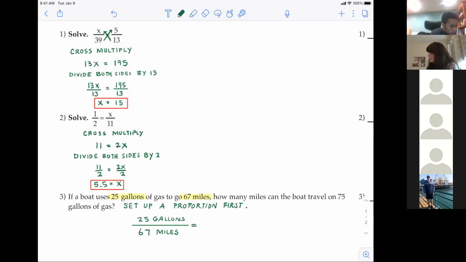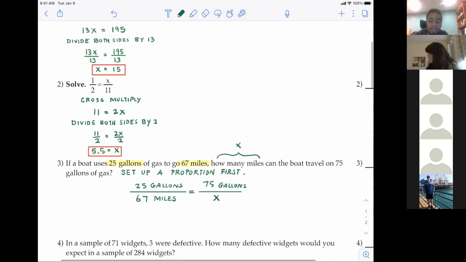So now we want to know how many miles the boat can travel on 75 gallons of gas. It is very important to recognize that gallons goes on top and miles in the bottom. Gallons on top, miles in the bottom. And because of that, the unknown miles here, x, is going to stay in the bottom, and the 75 gallons will go to the top. So make sure that you utilize the units here to help you set up the proportion properly. If the proportion is not done right, your answer is going to be wrong. Now it's just a matter of solving this proportion.